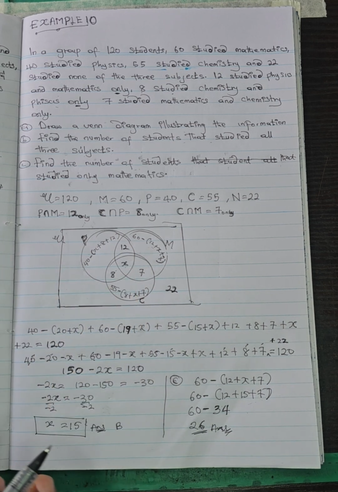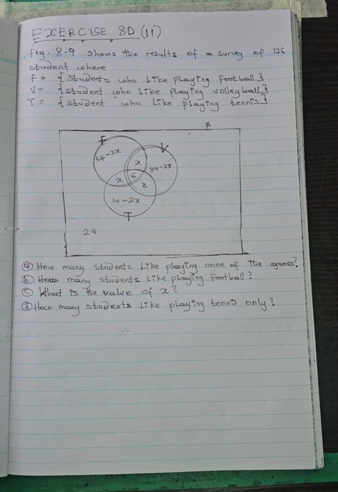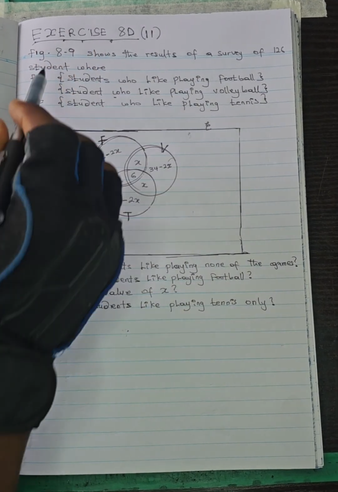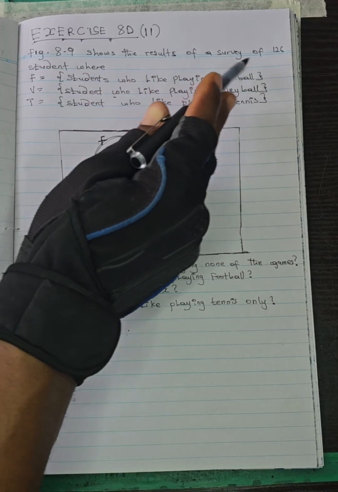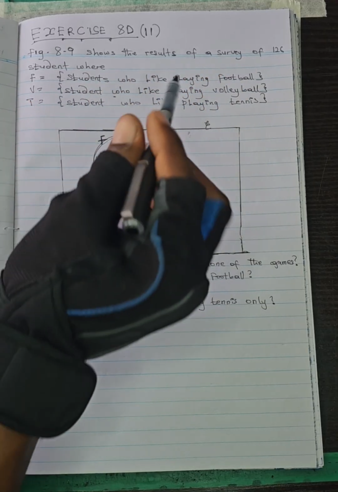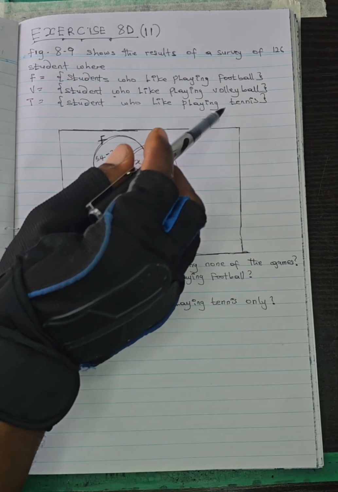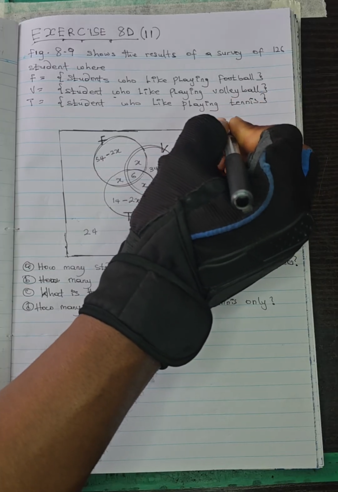Let's go to our exercise. So exercise 8D number 11. It said in figure 8.9. Figure 8.9 shows the result of a survey of 126 students. Take note, the universal set is 126. Let me just write it here.